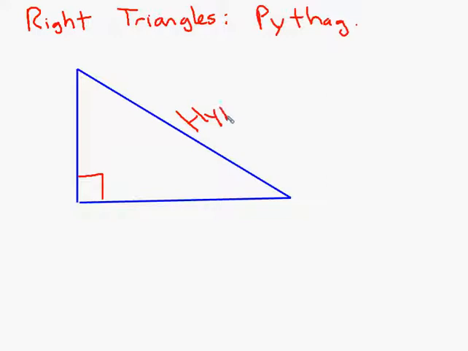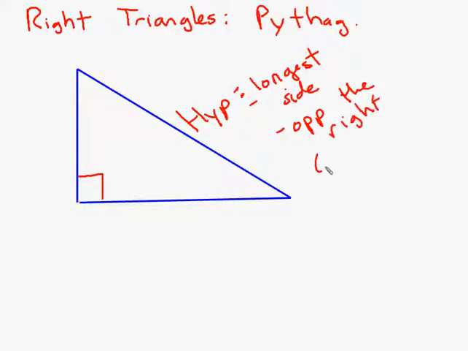Alright, so the longest side is the hypotenuse. In a right triangle, the hypotenuse is the longest side, and it is opposite the right angle. And what do I mean opposite? That means across from the right angle. So as we look at this, we can see here's our right angle, and here's our hypotenuse, and they are across from each other. They're not touching. The hypotenuse does not form the right angle.